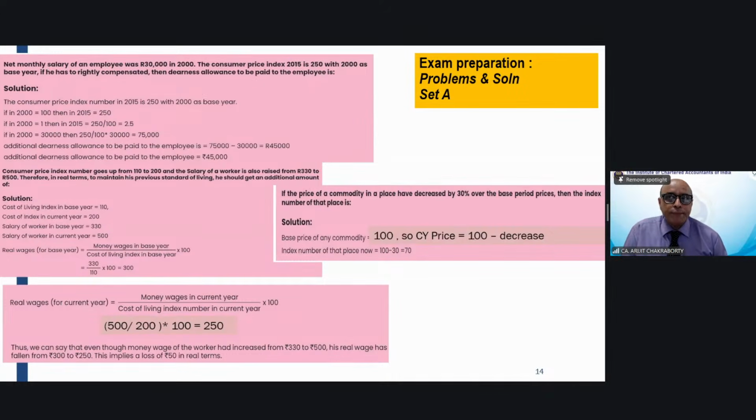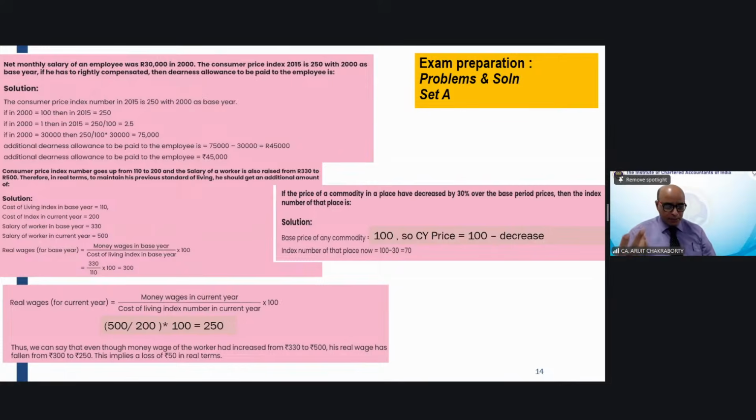That means base year was 100, but the current year it has decreased by 30%. So with 100 rupees I used to buy some things last year, the base year; this year there is a 30% reduction. That means today, for how many rupees will I be able to buy the same? For 70 rupees. 30% reduction. So the index number of today with respect to the base year is 70.